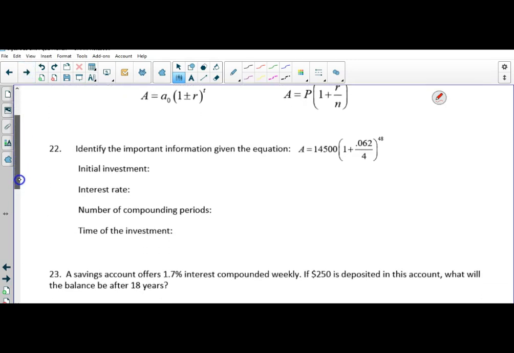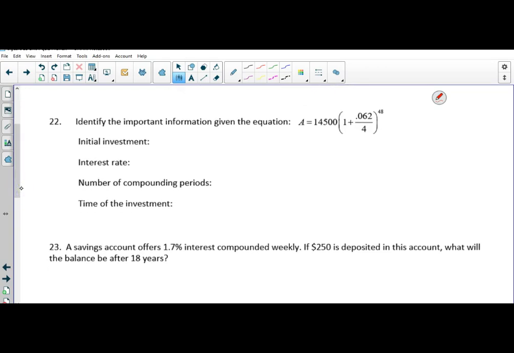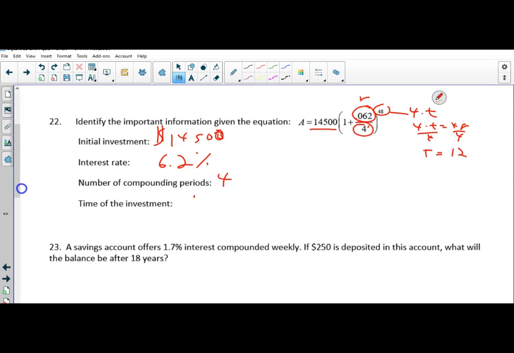Okay, just doing some more practice. Number 22, the initial investment is right here, $14,500. That's a funky zero, I know. The interest rate, that's our R. It's not 0.062. Remember, we have to go back to the right, 6.2%. Number of compounding periods is right here, 4. Time of the investment. Remember, this is 4 times T. So 4 times T equals 48. So we divide by 4, and we get T equals 12. 12 years.